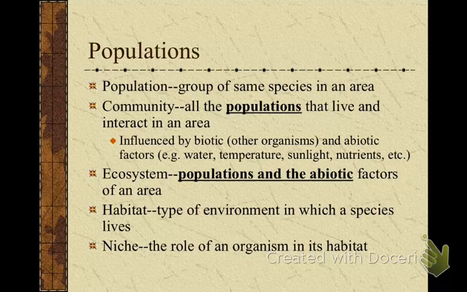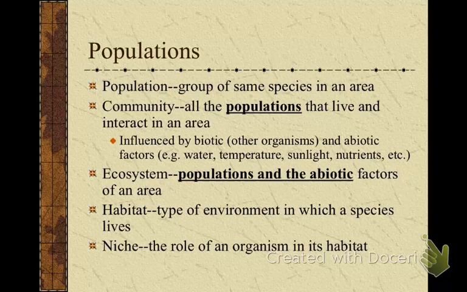So now we're going to talk about populations. There are terms you've all seen. Sometimes you use them incorrectly, in the sense that you're not using them the way science uses them. So a population is a group of the same species living in a given area. It must be the same species in a given area.